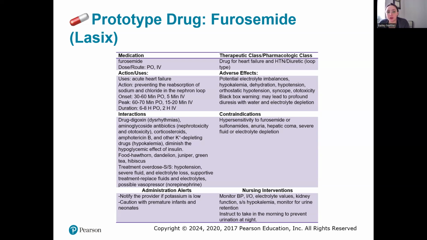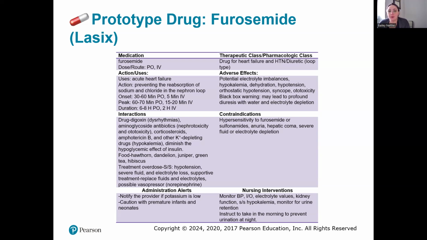Severe fluid and electrolyte depletion. If I'm already dehydrated and have hypokalemia or hyponatremia, don't give me any more Lasix, okay? All right. Tell the provider if the potassium's low. Tell the provider if the sodium's low. Use caution in premature infants and neonates.